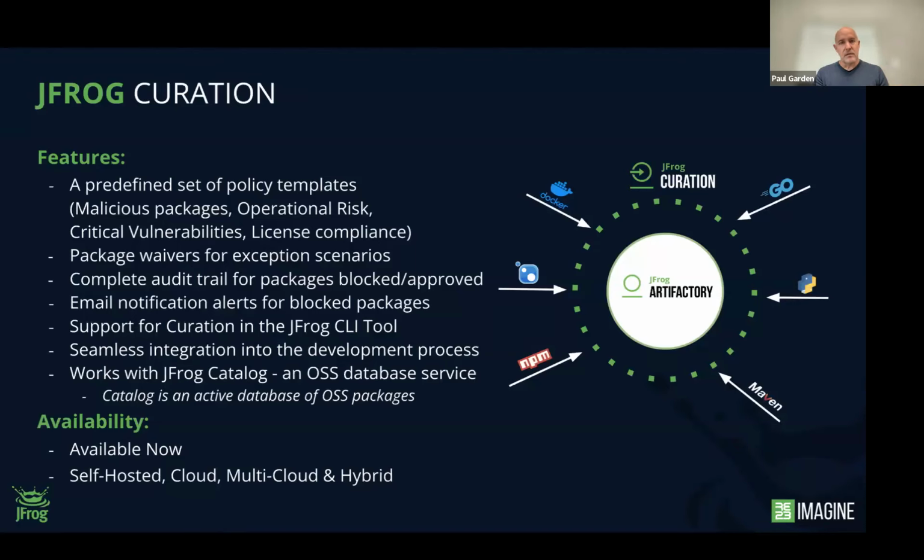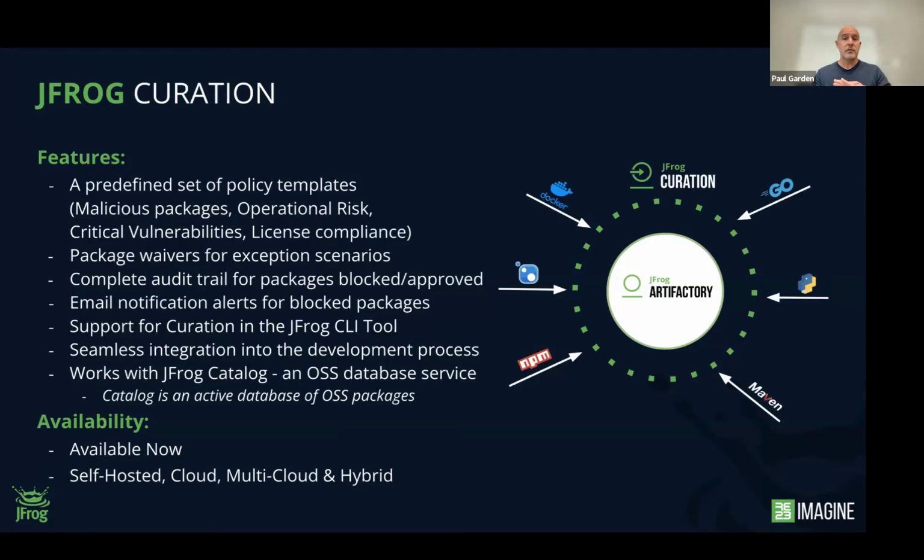We have email alerts for when a package is blocked, so you can send that to the security team, the DevOps team, or the software development team, so everyone has visibility. For the developer side of things, we support the JFrog CLI tool. That means inside their command line environment, they can utilize curation. When they're pulling things and doing an npm install of packages into their directory, it will do a scan and make sure the packages coming in meet the policies. So we've got seamless integration into the developer process and the development process.